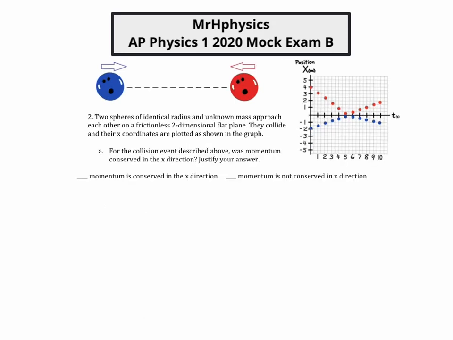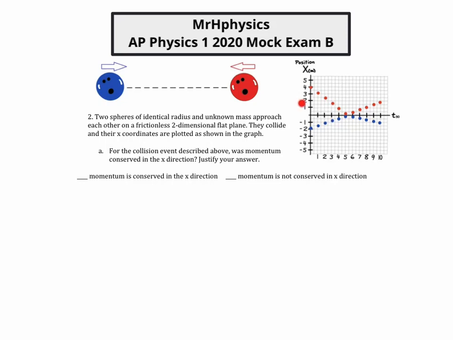Okay, the first question says that two spheres of identical radius but unknown mass approach each other on a frictionless two-dimensional flat plane. They collide, and their x-coordinates are plotted in this graph. The first question asks, was momentum conserved in the x direction for the events described previously? Now let's examine the information they gave us. They described the collision as happening on a two-dimensional flat surface with no friction, and they also gave us the information of the x-coordinates during the event.